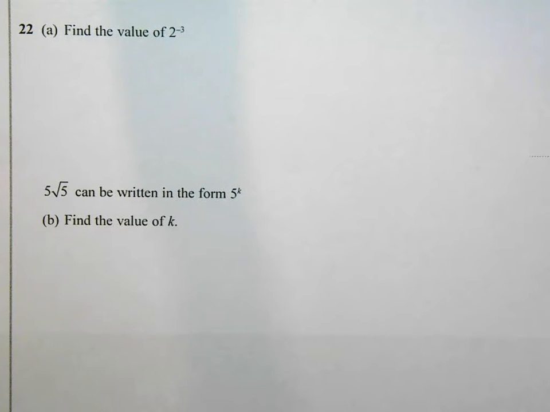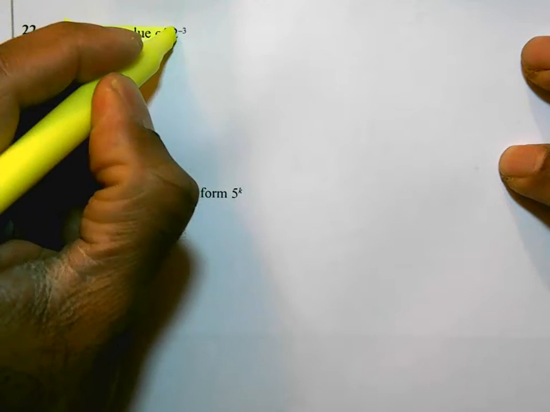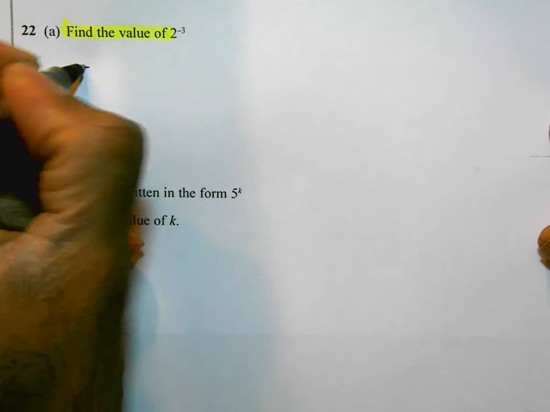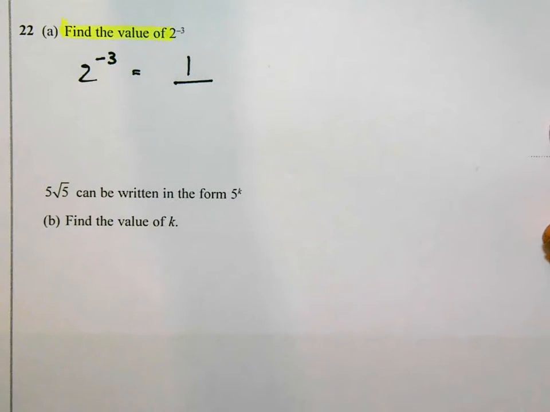This is question number 22 on the June 2015 non-calculator paper. So part A starts off by saying find the value of 2 to the power of minus 3. Now you should be pretty familiar with this. 2 to the minus 3. The minus sign means there's going to be 1 over 2 to the 3.